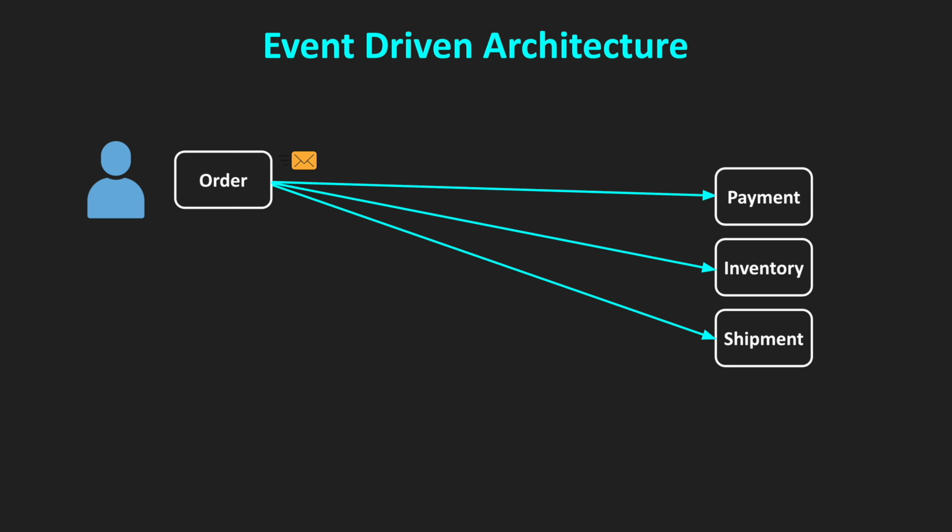To understand reactive streams, first let's take a look at event-driven architecture. For example, let's say we have a user, and the user places an order, and the order system should notify the payment system, inventory system, and shipment system about the order. Before event-driven architecture, the order system used to call the payment system, the inventory system, and the shipment system directly. This introduced several problems, which were solved using event-driven architecture.